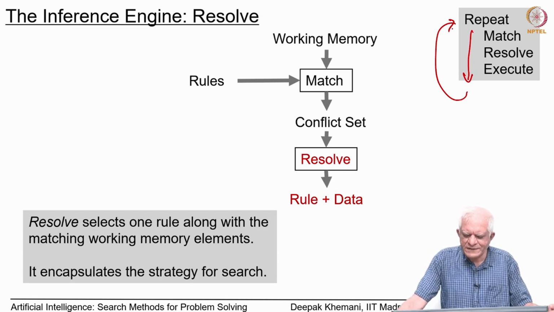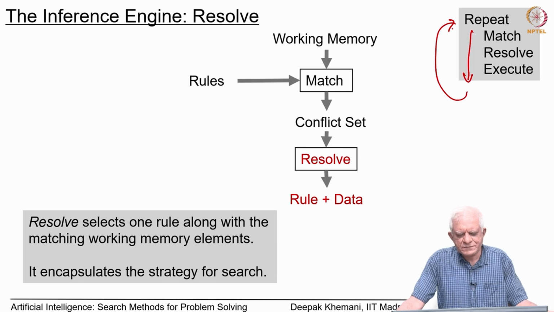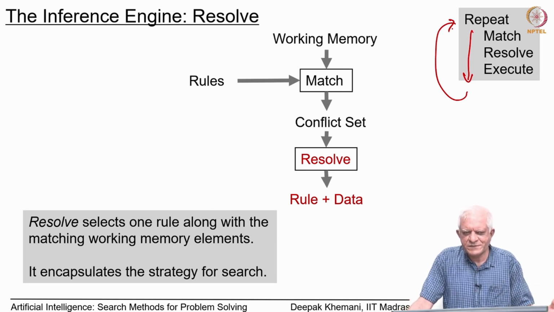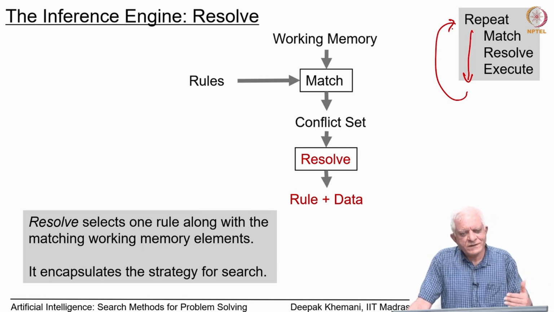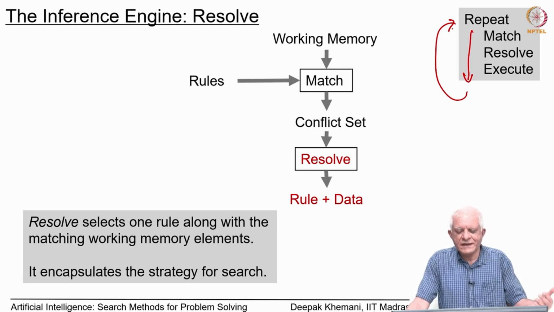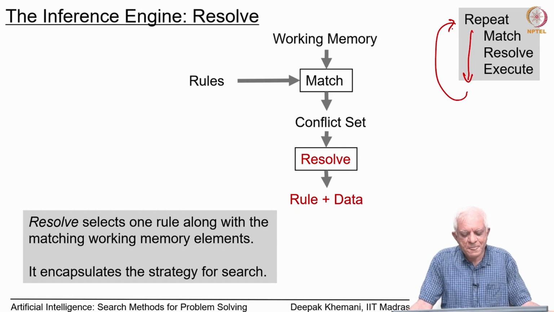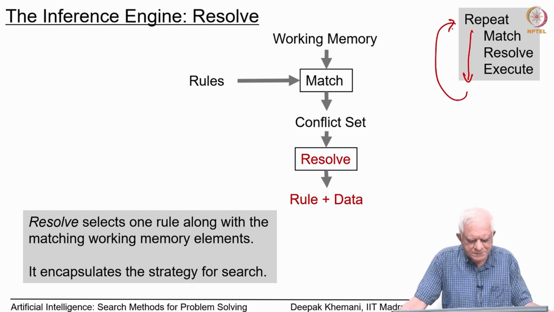So, essentially the resolve component encapsulates the strategy that you are using for search. At this point, I should also emphasize that these are forward reasoning systems. Just like we had forward state space planning and backward state space planning, these are forward reasoning systems, in the sense that you work from the given state, look for a pattern in the given state, do some action, and then look at the pattern again. Later on, we will also look at backward reasoning with rules, but that will probably be next week, I think.